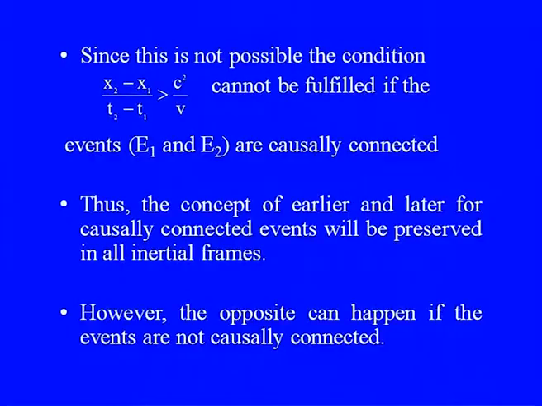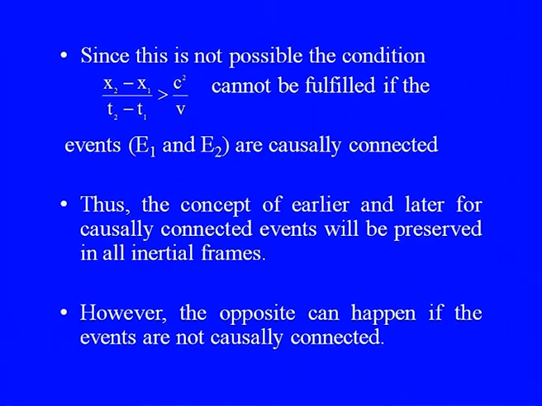Now since it's not possible to fulfill this condition, if the events e1 and e2 are causally connected, then it means that the concept of earlier and later between events will be preserved in all inertial frames. So that's the point here. If the events are causally connected, then it's going to be preserved. But if the events are not causally connected, so the second event, let's say, is happening independent of whether event one occurs or not, in that case the opposite can be true. So that's the case when they are not causally connected.